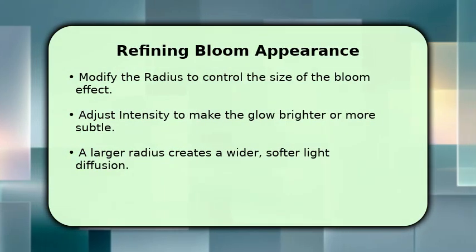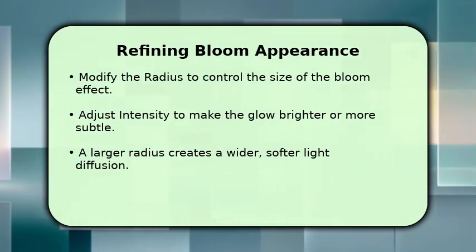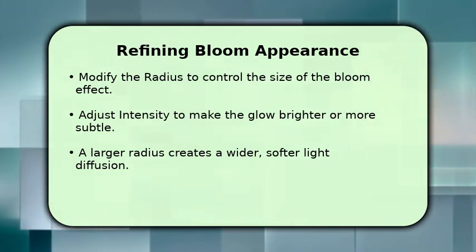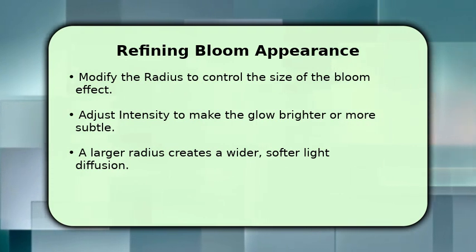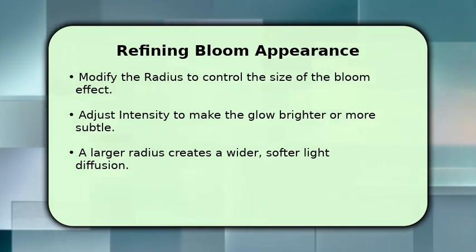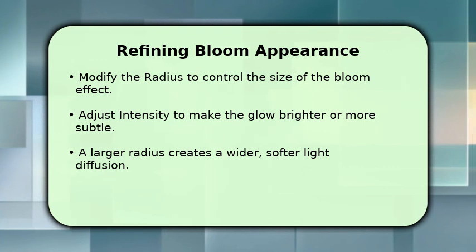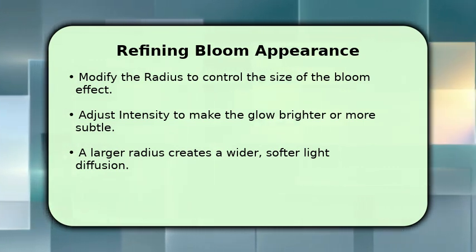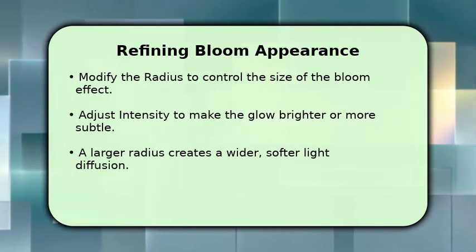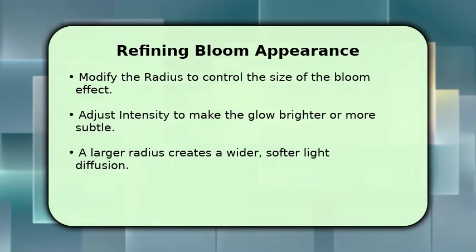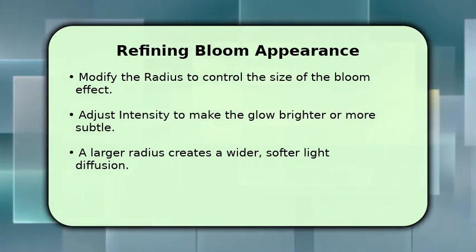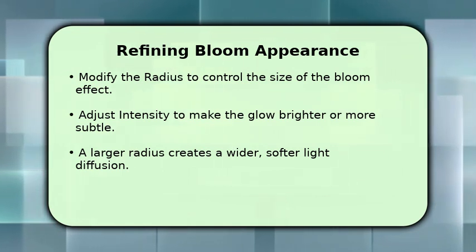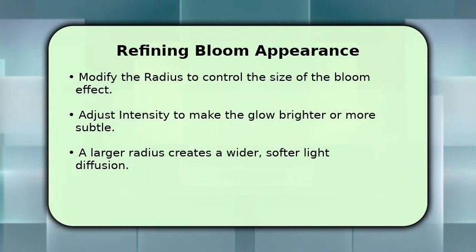Now let's fine-tune the look of your bloom. The radius setting dictates how far the glow spreads from its source. A value of around 6 to 10 pixels often works well for a natural look. Then, we have intensity, which controls the brightness of the bloom. A value of 0.05 to 0.15 is a good range to start with, preventing the effect from becoming overpowering. These two settings are crucial for achieving your desired aesthetic.